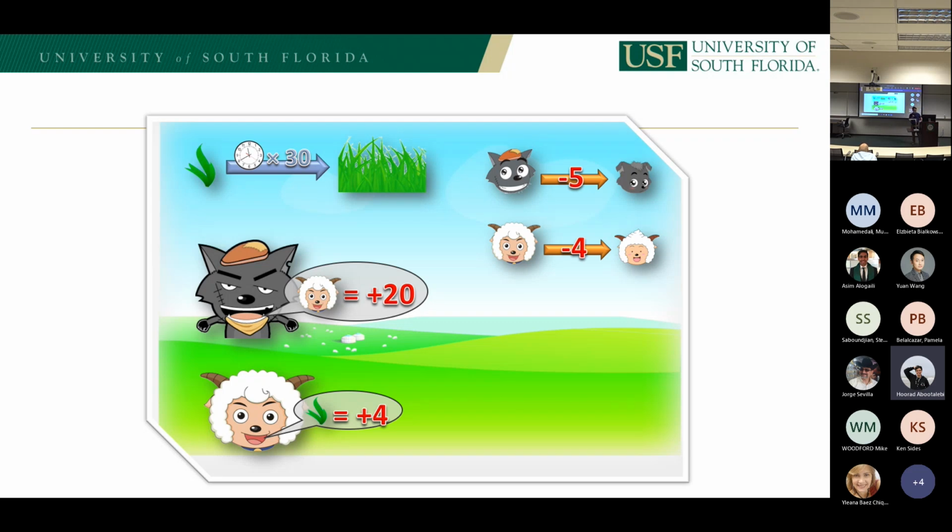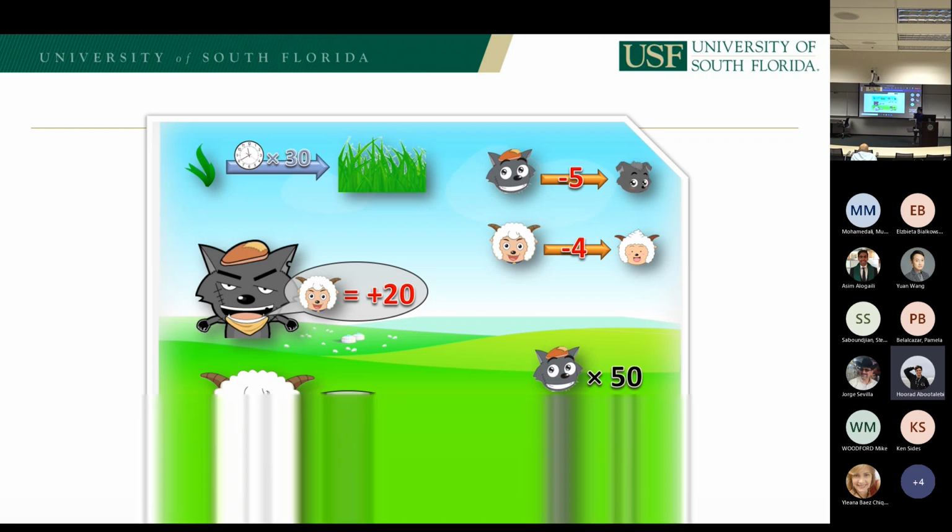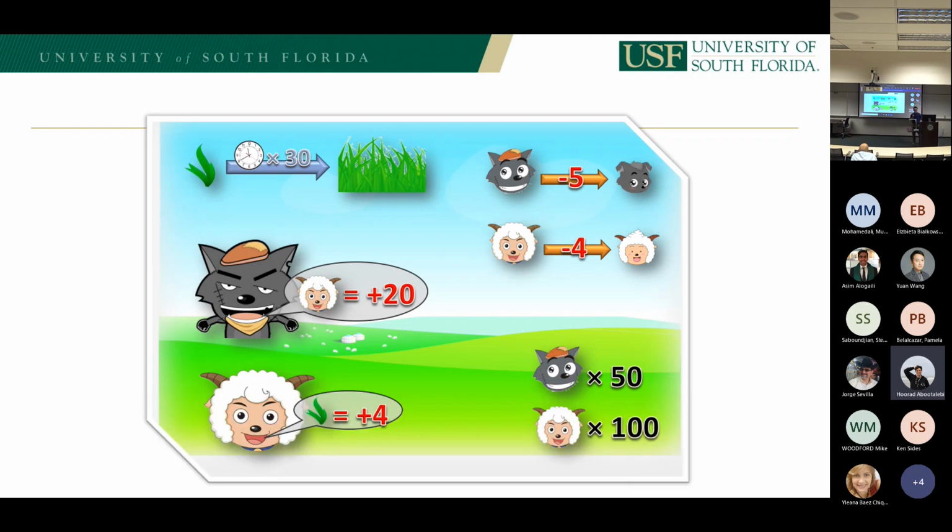It will consume 5 energy. And the sheep will consume 4 energy. Initially, we have 50 wolves and 100 sheep. Let's see what's going to happen for the system.